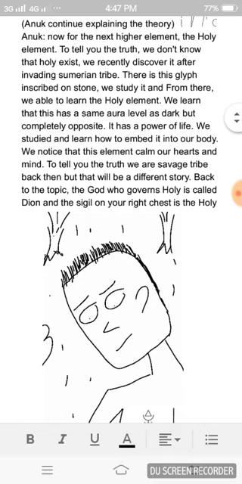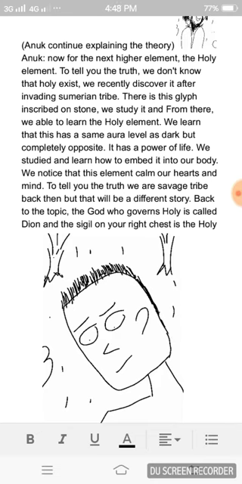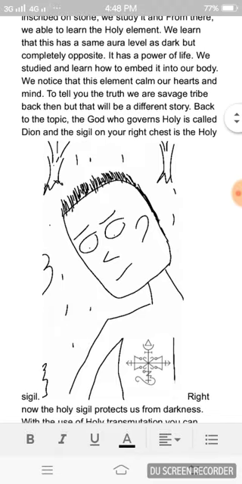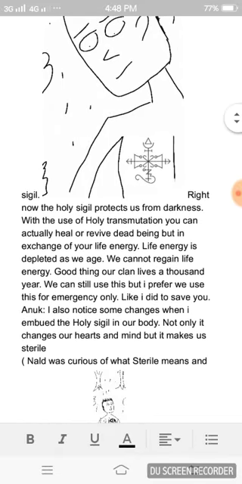We noticed that this element calms our hearts and minds. To tell you the truth, we were a savage tribe back then. But that will be a different story. Back to the topic. The god who governs holy is called Dayan, and the sigil on your left chest is the holy sigil. Right now, the holy sigil protects us from darkness.